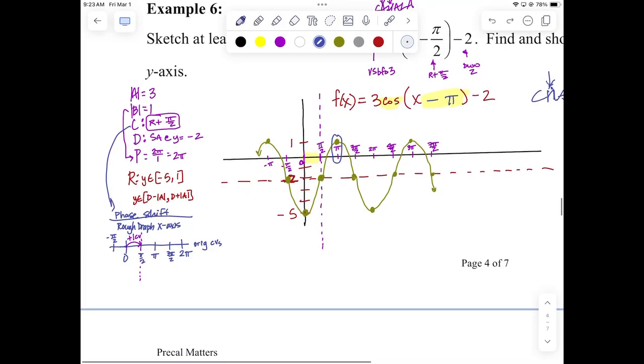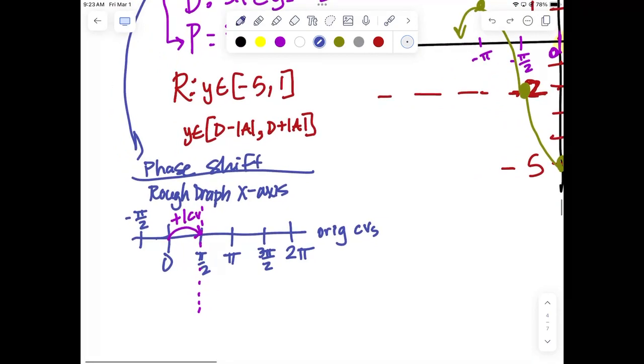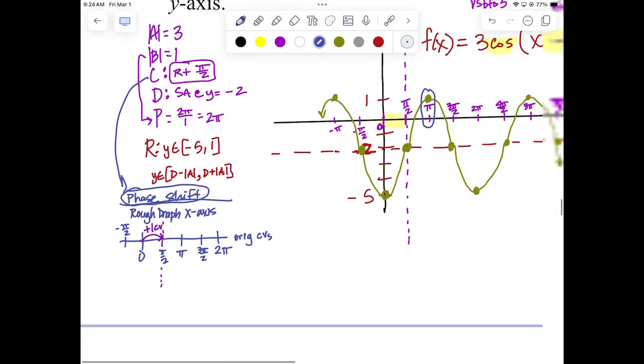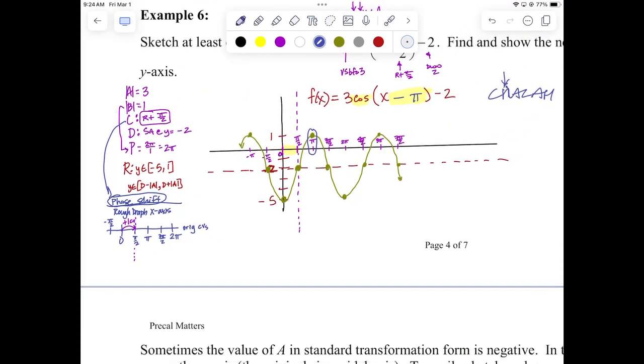So why did we do a sacrificial or a rough draft axis? Because we had a what? We had a phase shift. Okay? So we do a rough draft axis to make sure that we get our critical values all nicely found, and then I can transfer them to my graph. All right. Questions on example 6?